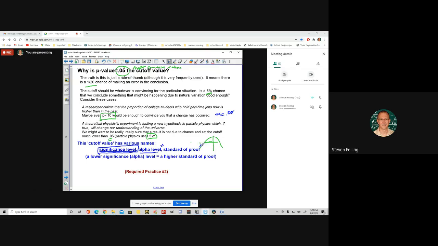And then another one is a more loose phrase called standard of proof. And the idea is, what would it take to prove you? What's your bar, your standard of proof to convince you something's unusual? So lower significance levels, lower alpha levels correspond to a higher standard of proof.